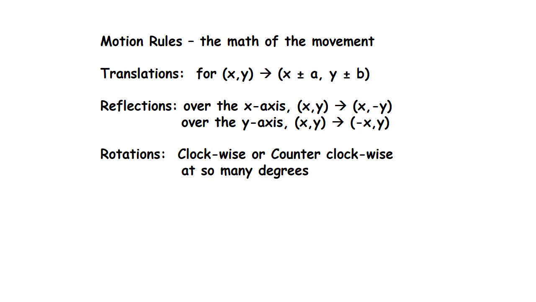Motion rules are the math of the movement. And if we put the shape into a coordinate plane, it actually gives each point a value, and then you can see the transformation happen. For translations, what it usually looks like is that for x and y, x is going to be plus or minus a value, and y is going to be plus or minus a value.